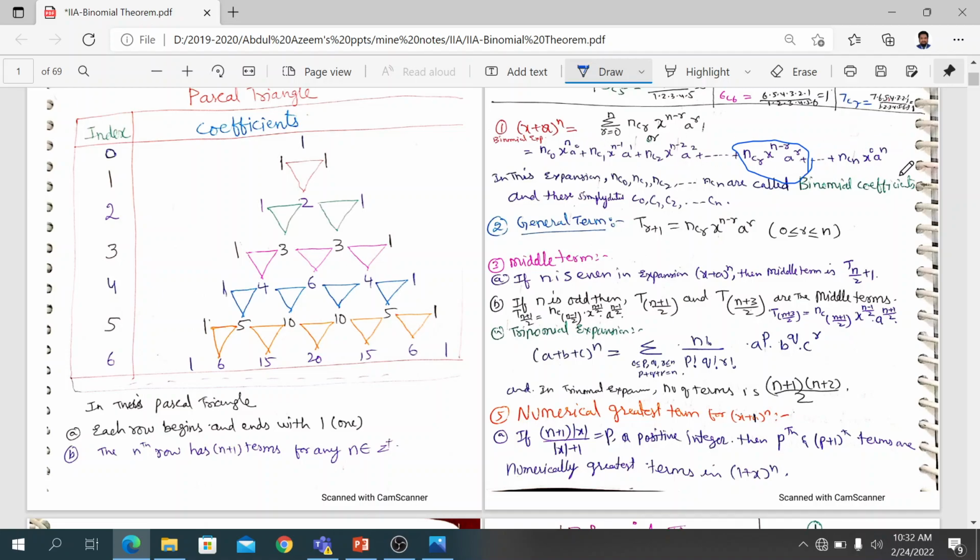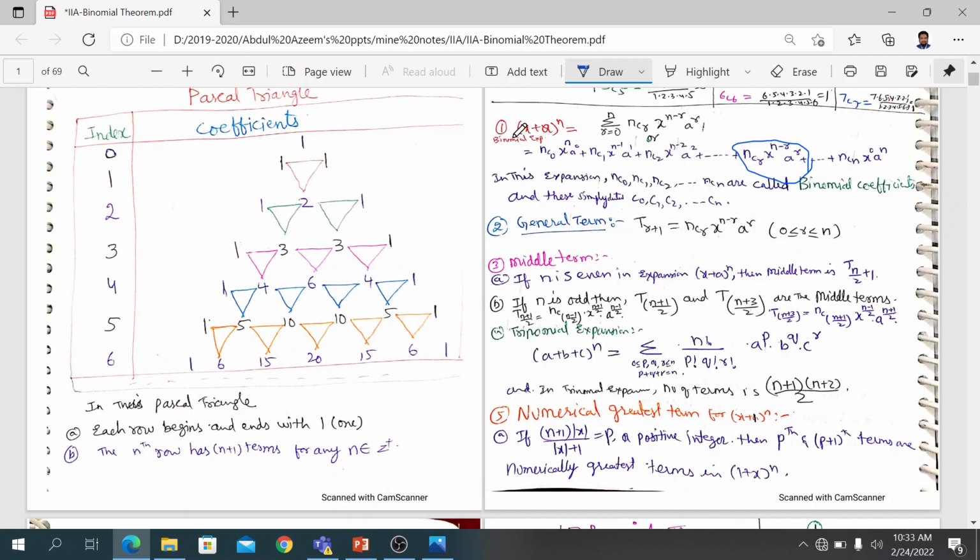Okay, so in this expansion, NC0, NC1, NC2, NC3 up to NCN are called binomial coefficients, and simply we can write them as C0, C1, C2 up to Cn. Just now I told you the general term. The general term is T r plus 1 is equal to NCR x to the power of n minus r a to the power of r, provided 0 less than or equal to r less than or equal to n.